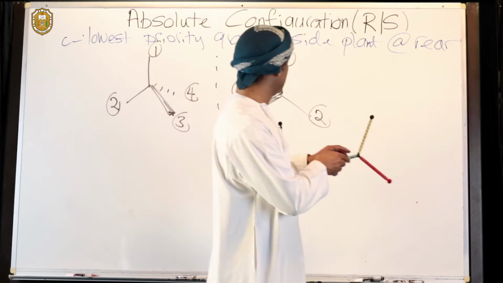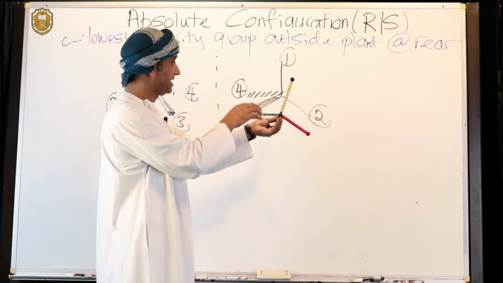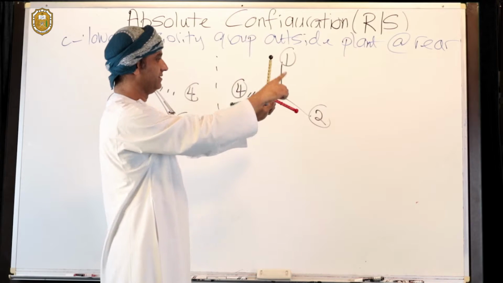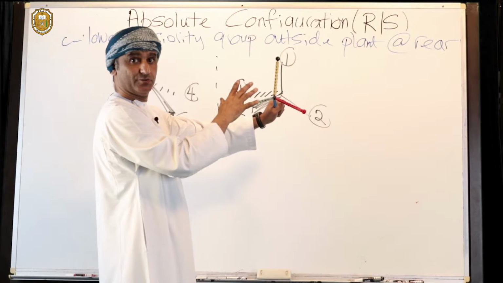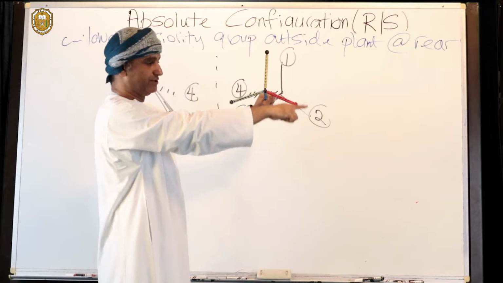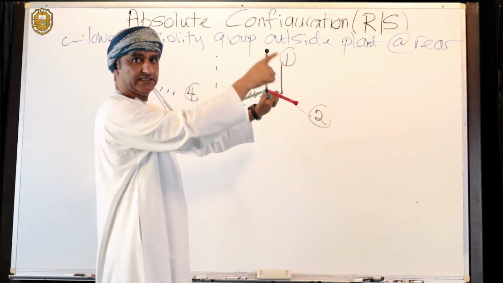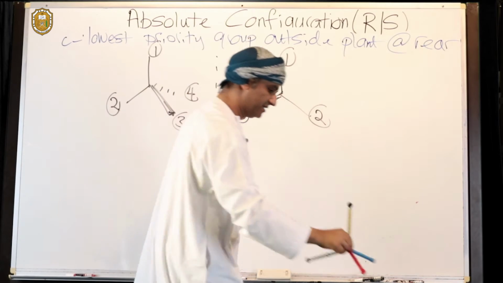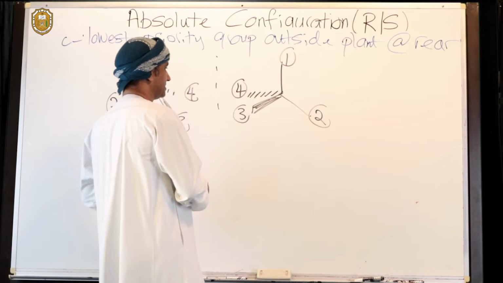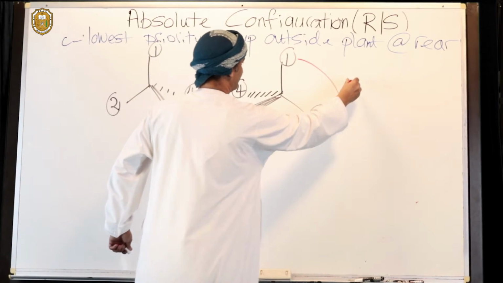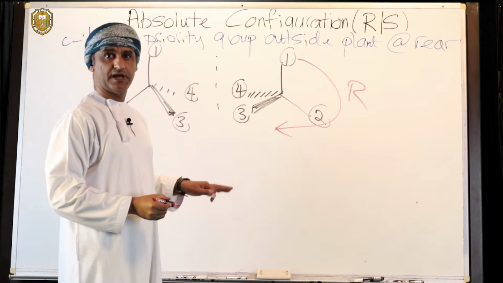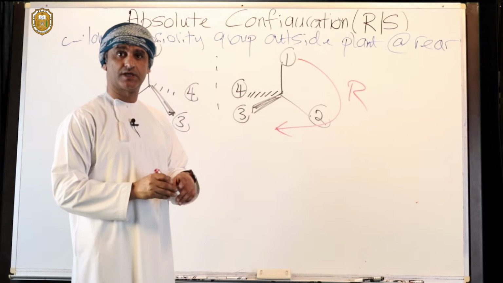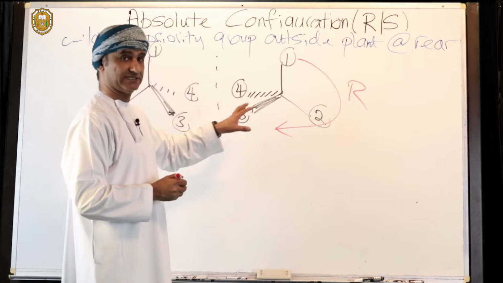So if this model actually represents that drawing or that structure, and if this is number 4, so it's 1, 2, 3. It's already ready actually for us. So it's 1, 2, 3. So this is easily determined to be R, this configuration here. So this is very easy to do. So the absolute configuration in this case is actually R. That's easy because the lowest priority group is already behind. This is the easiest, so there isn't that much work to be done.